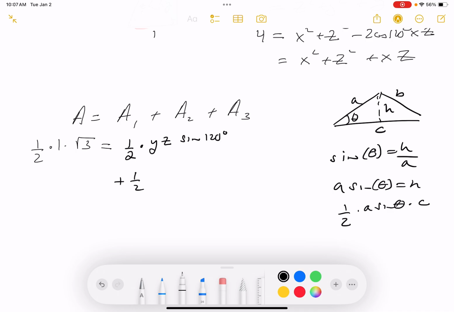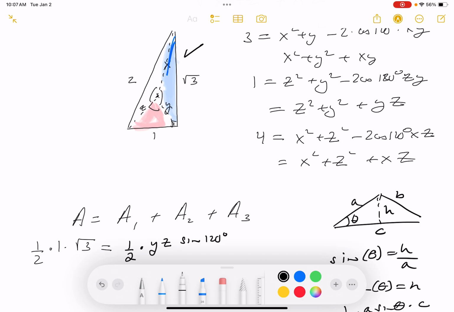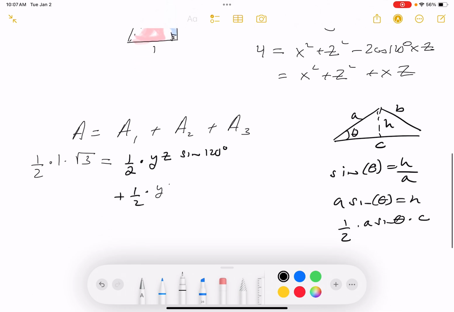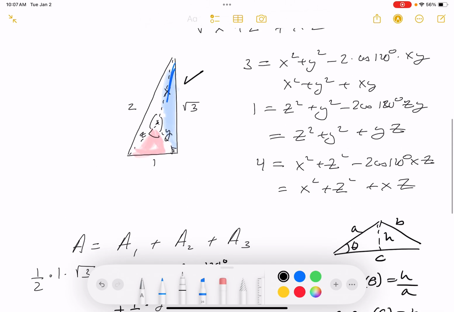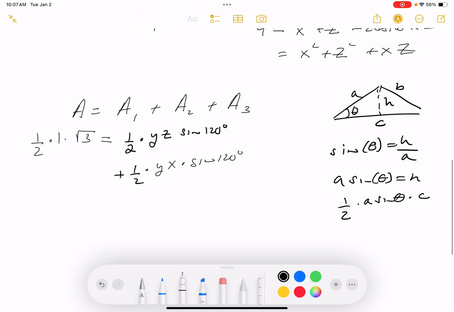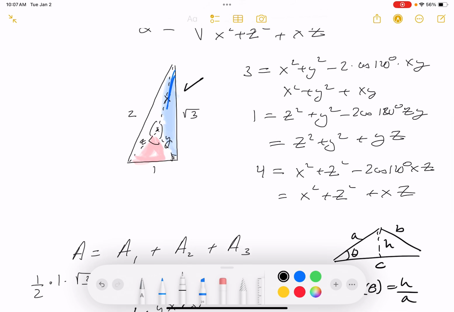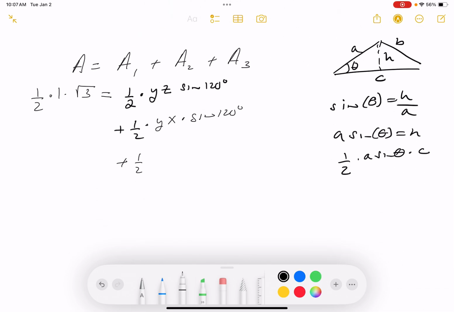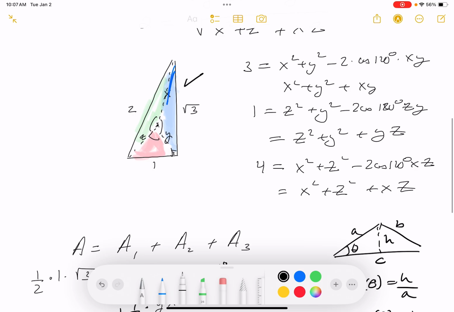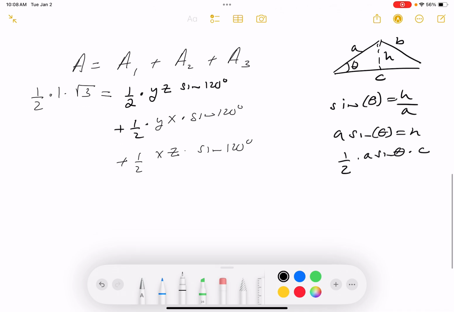Back over here. 1/2. What's that going to be? That's going to be YX. Sure I did that right. Yeah, YX, the sine of 120. All right, let's do the last guy. Plus 1/2. Let's get the highlighter out again. We're doing this guy over here. Let's see, I have to look at it again. XZ, sine 120 degrees. All right, let's multiply both sides by 2.